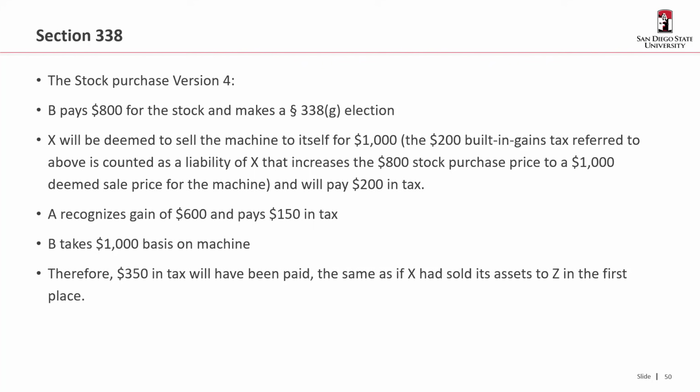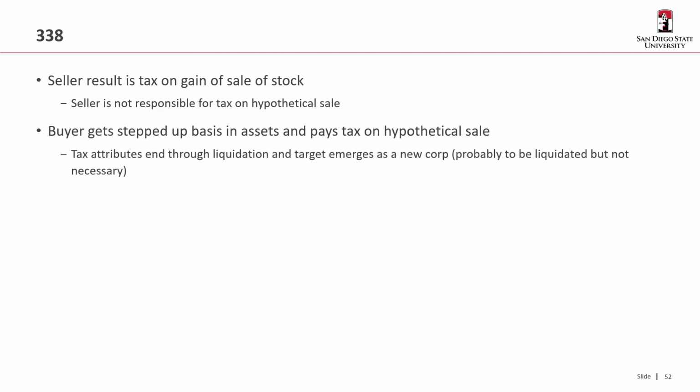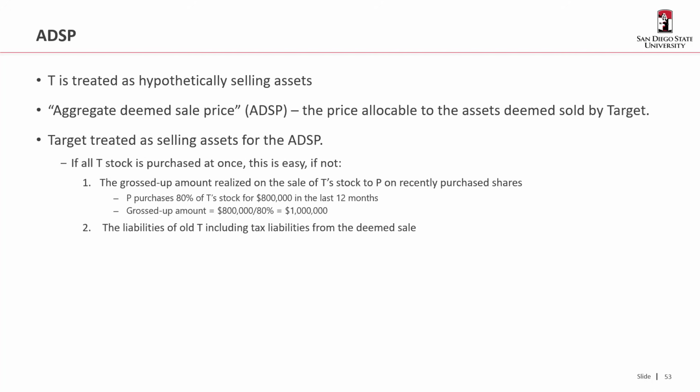B's going to get that step up in basis, and A's going to increase the amount of proceeds they receive. It'll increase their gain some, but at the end of the day, they still end up with a greater amount of proceeds. So 338 is a competitive outcome between the two parties. The seller result is the tax on the gain of the sale of stock, and the seller's not responsible for the tax on the hypothetical sale. The buyer gets the stepped up basis in assets and pays tax on the hypothetical sale. The tax attributes end through liquidation, and now the target emerges as a new corp. That is exactly where we started.